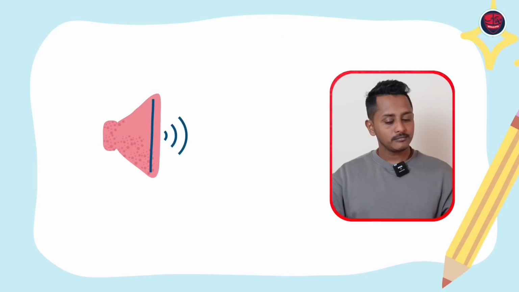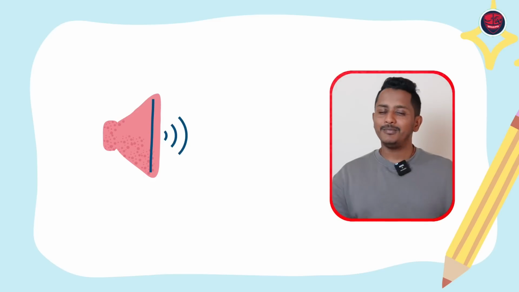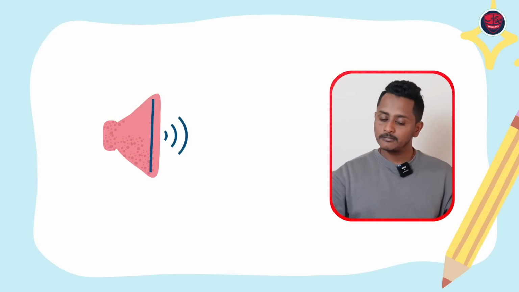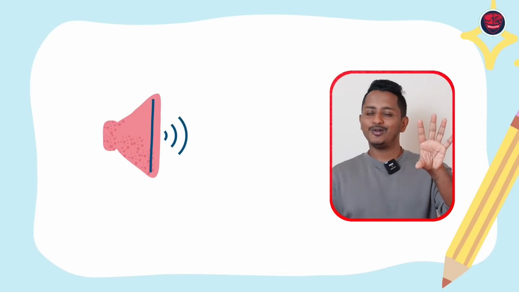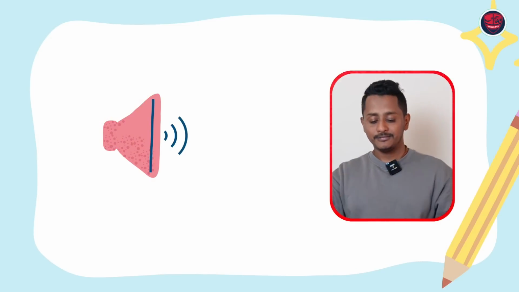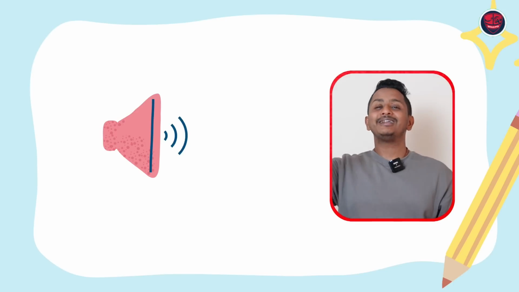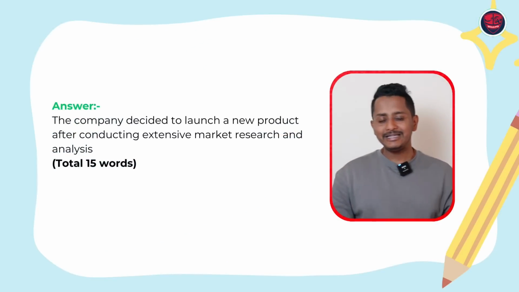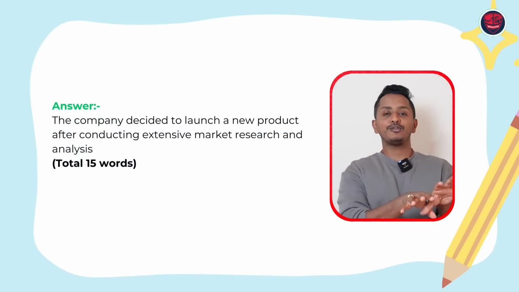Listen to it carefully. The company decided to launch a new product. New product. Company decided to launch a new product. 2 phrases are done. After conducting extensive, after conducting what? The company decided to launch a new product after conducting extensive market research and analysis. Extensive, after conducting, not deciding, after conducting extensive market research and analysis. The company decided to launch a new product after conducting extensive market research and analysis.